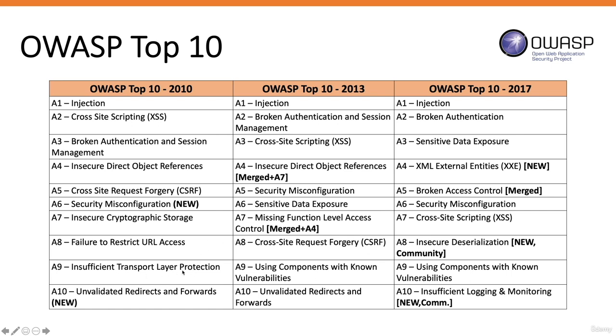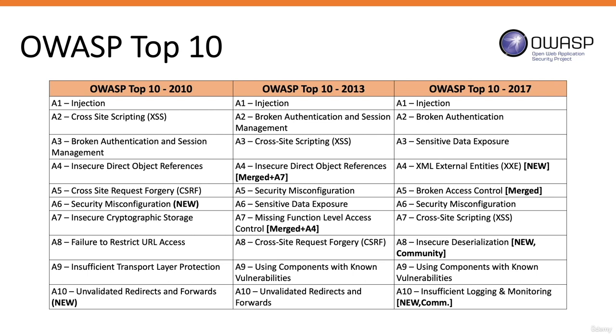Insufficient transport layer protection was number 9 of the most critical risks in 2010, but it completely disappeared in 2013 and 2017. That's probably because it's so easy to now get certificates and use HTTPS on your site. Even malicious sites use HTTPS right now, so it's definitely not a risk anymore. But then you also see new ones get added. For example, insecure deserialization was never a risk in 2010 or 2013, was not part of the list, and in 2017, it became part of the list.